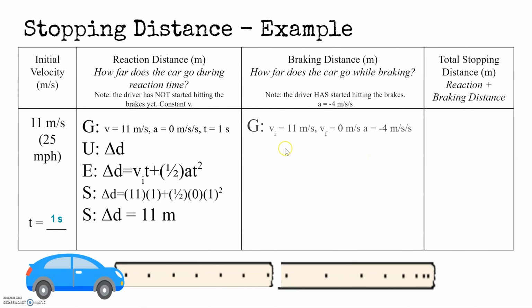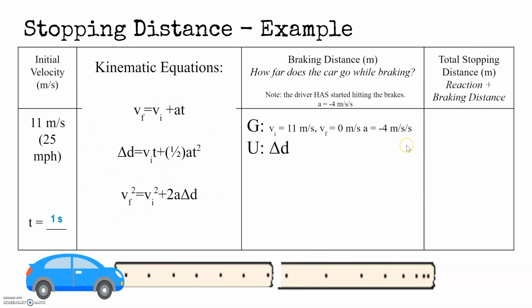So what are we given? We are given our initial velocity is going to be 11 meters per second. Our final velocity is going to be 0 meters per second because we're coming to a stop. And our acceleration is going to be -4 meters per second per second. We are still solving for the displacement.